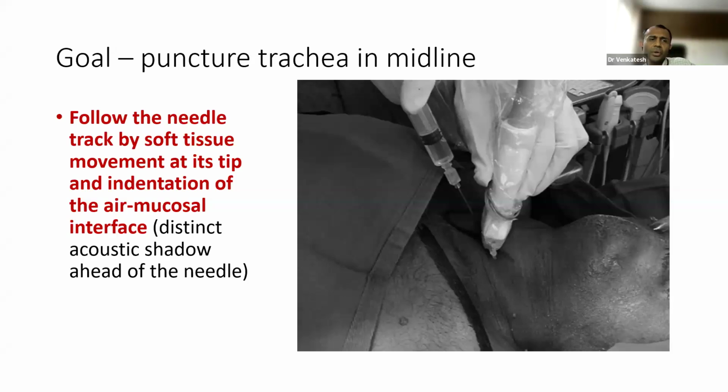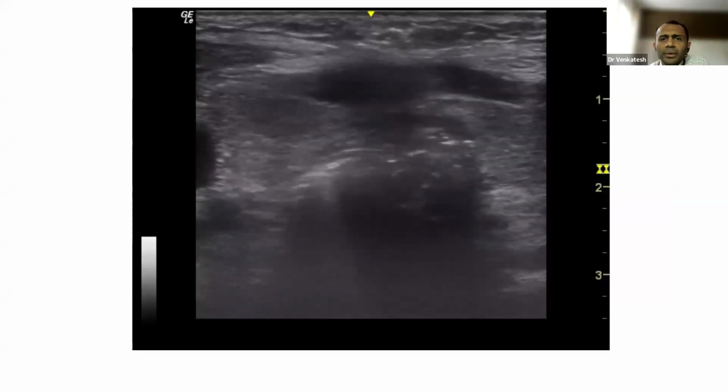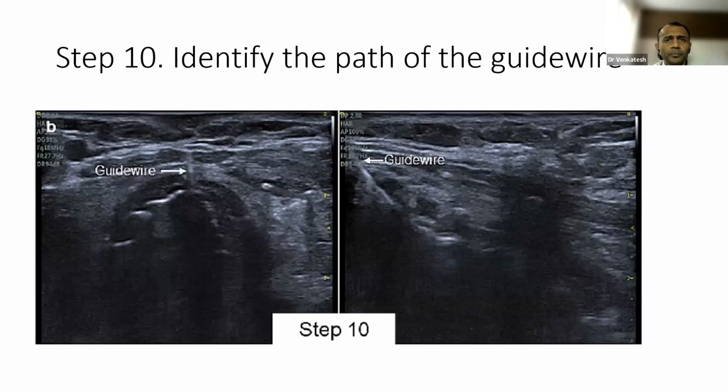movement at its tip. We call it the interface, a distinct acoustic shadow ahead of the needle as the needle enters. We'll see how it's seen. See, here, are you able to see the needle? You will not be able to see the needle in the transverse view. So it is only the movement of the acoustic shadow. This is how it will be. So here, as you are entering, you will see some acoustic shadow, which is advancing slowly. Here it is again advancing. Here you should be capable of seeing the indentation of the soft tissue shadow on the trachea. That is how you track the path of the needle.